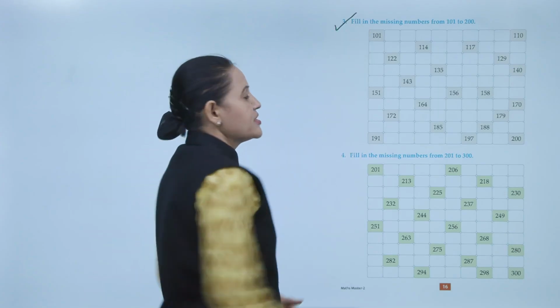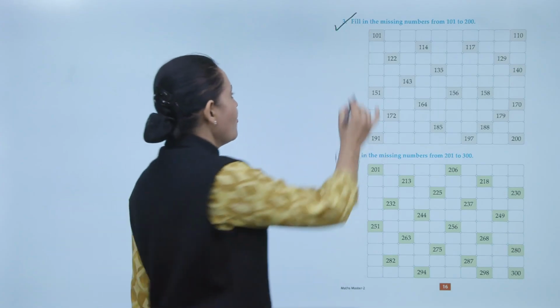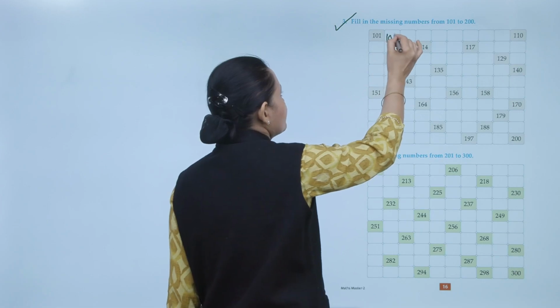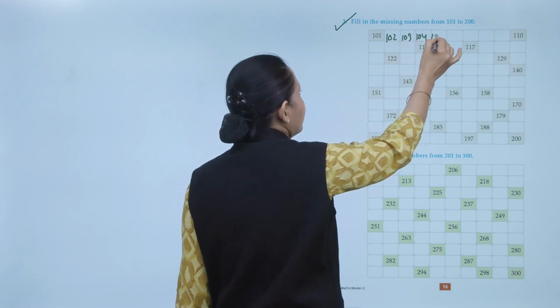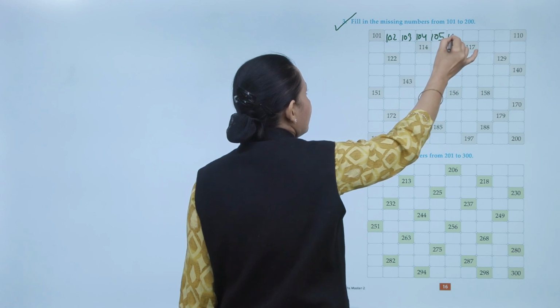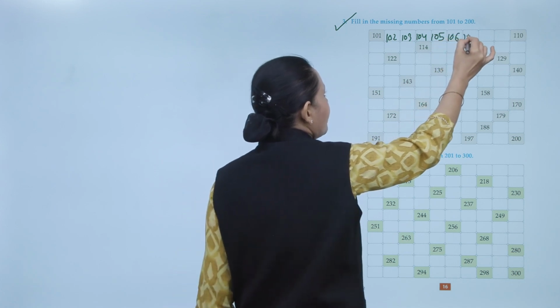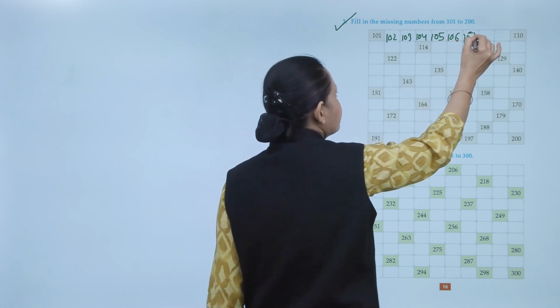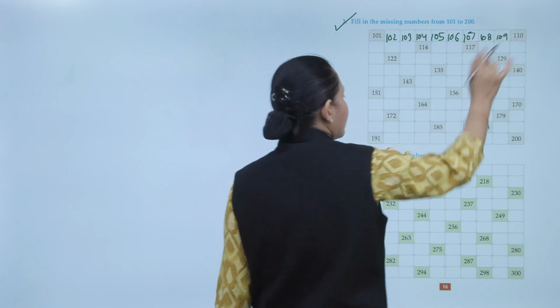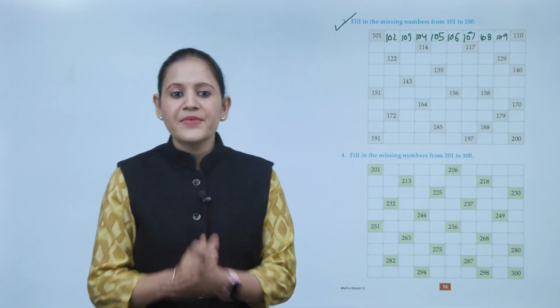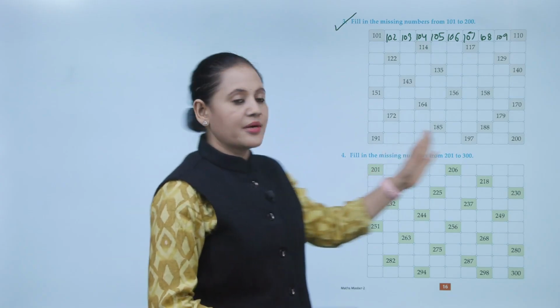Next, fill the missing number from 101 to 200. So we have to simply write the forward counting. 101, then 102, 103, 104, 105, 106, 107, 108, 109 and 110. Clear? Like this, we'll write numbers up to 200.